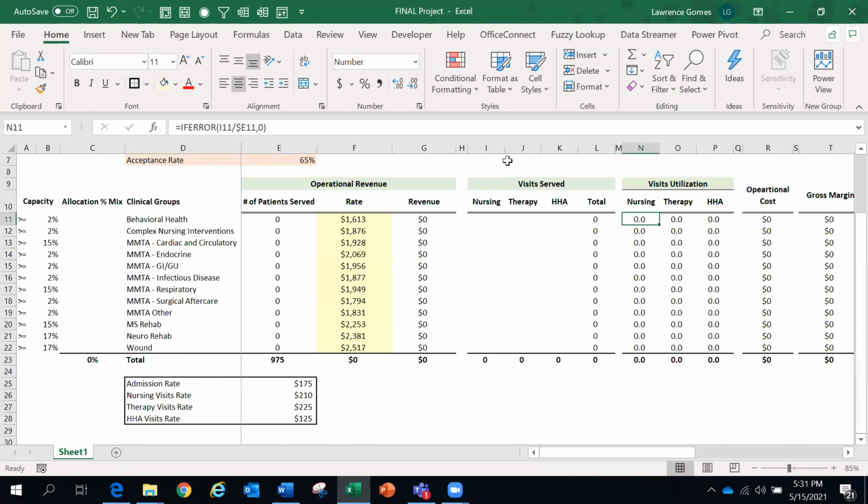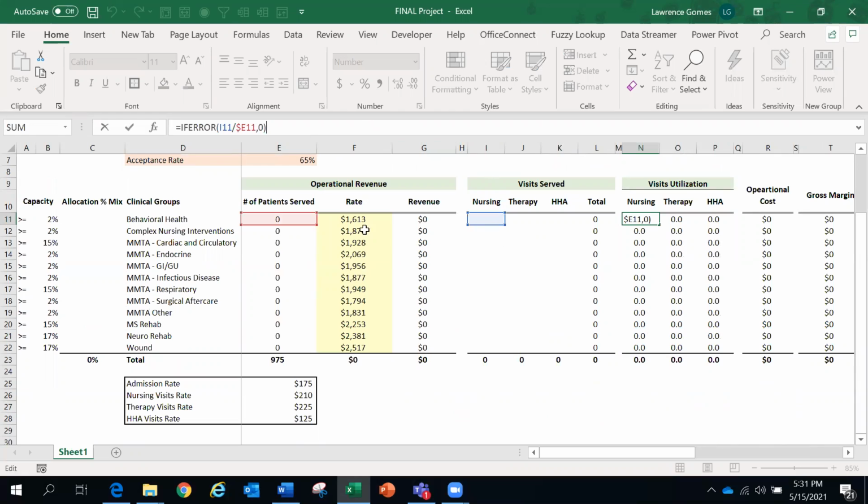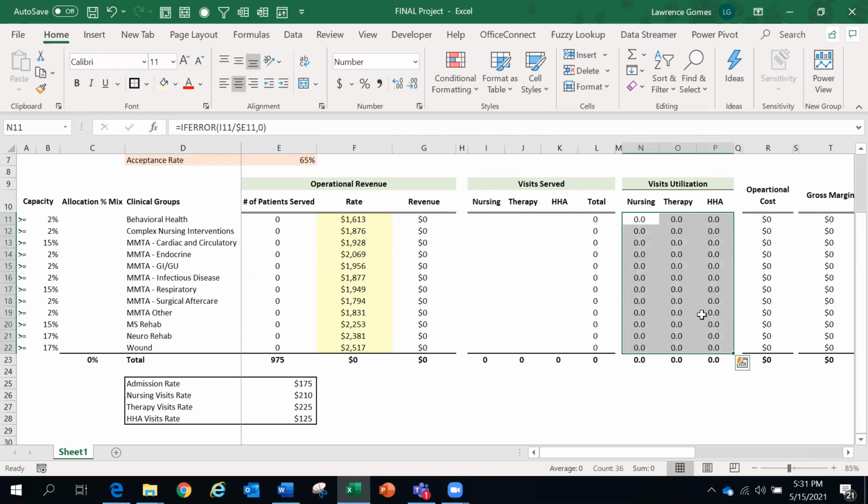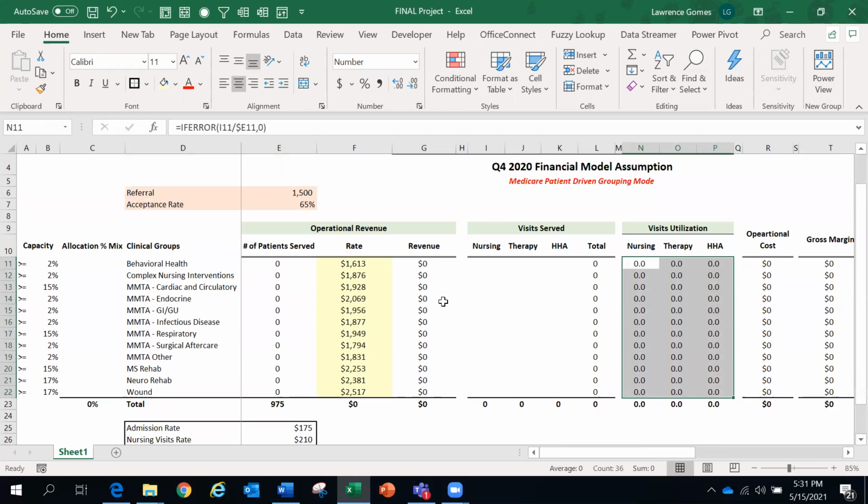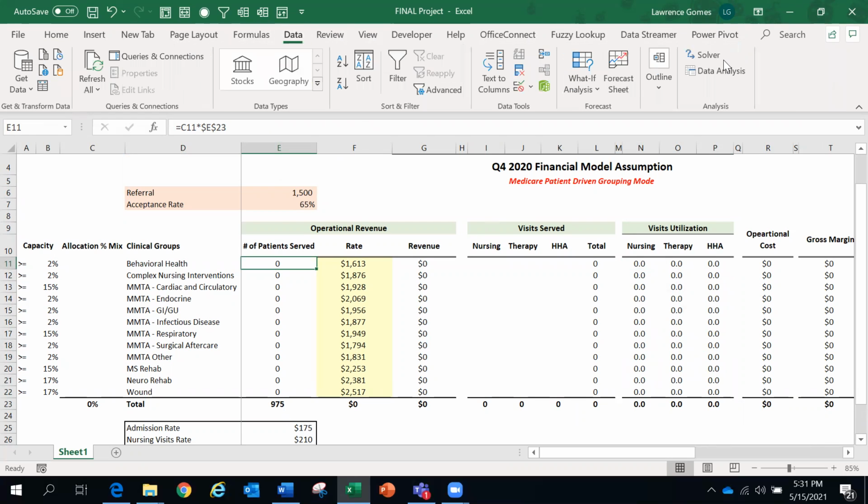So I have another visit utilization, which is taking the total number of visits divided by the total number of admissions, the total number of visits being served per admission. I want to use this group for the solver constraint as well. So let me run the solver to maximize 45% of net profit.